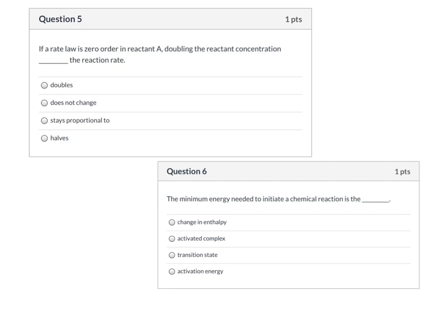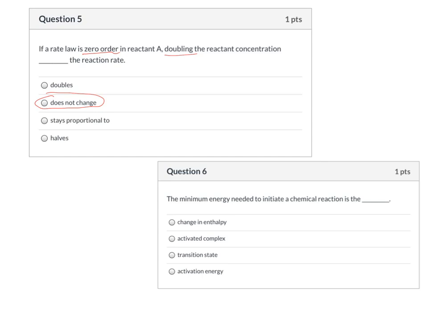Number 5. If a rate law is zero order in reactant A, doubling the reactant concentration blanks the reaction rate. Well, zero order means that changes in concentration have no effect on the rate. So, by definition, this is the only possible answer. If A's concentration is doubled, then nothing happens to the rate because it's zero order. It does not affect the rate at all.